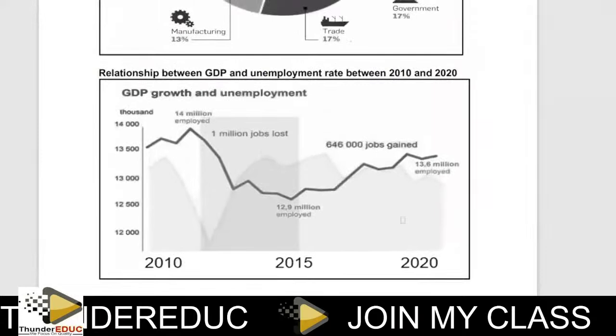Besides that, we look at another graph here. We need to analyze another graph that we have here. The graph that we have here is showing the relationship between GDP and unemployment rate between 2010 and 2020. So this one is analyzing. You can see that this shows the GDP growth and unemployment 2020. You see how many people were unemployed, how many people were employed. 1 million people lost jobs in 2015.